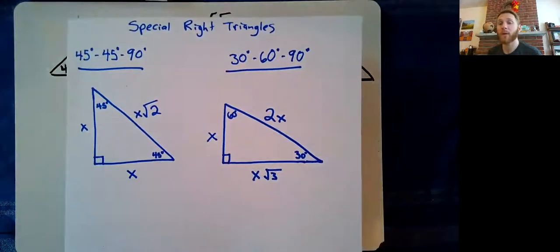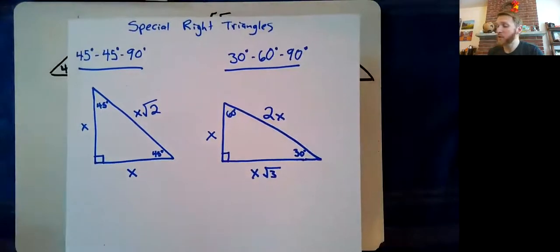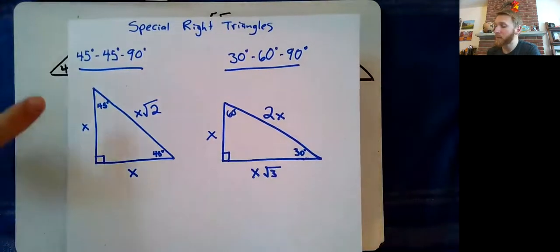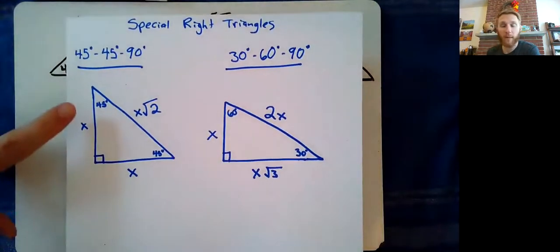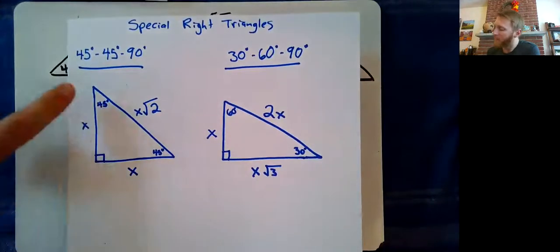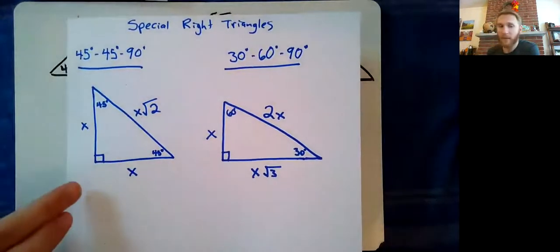The concept we're covering now is something called special right triangles. There are two special right triangles. The first one we're going to focus in on is the 45, 45, 90 right triangle. What we have here is two angles that are 45 degrees, and the third is 90.